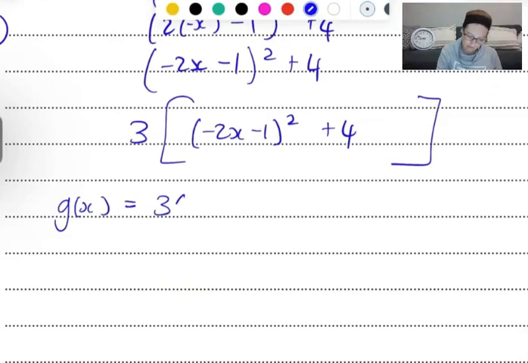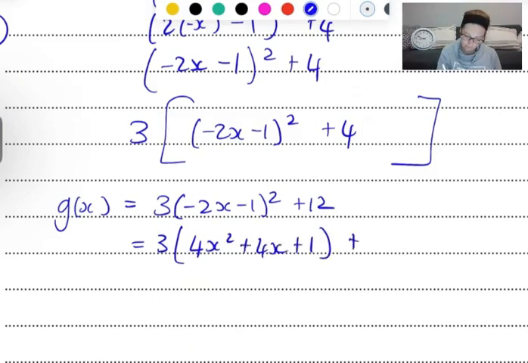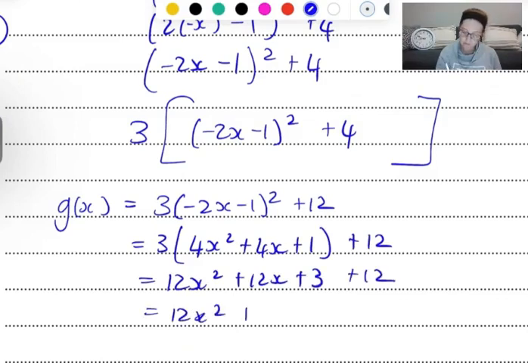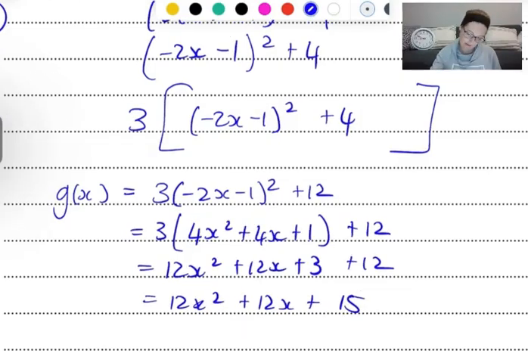So I'm going to multiply in my 3. And then now I'm going to multiply out my squared bracket. So that becomes 4x squared, minus times a minus is a plus. Okay, now I'm going to multiply in my 3. So 12x squared plus 12x plus 3 plus 12, plus 15. Right. And that looks like the correct answer.